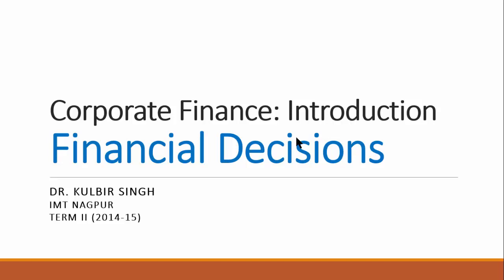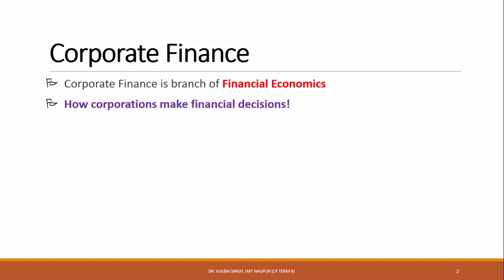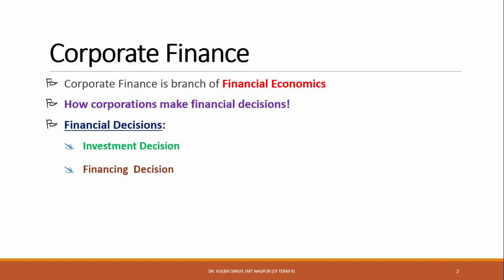In this video, we will deal with financial decisions made by financial managers in an organization. Corporate finance is a branch of financial economics. Corporate finance deals with how corporations make financial decisions. Financial decisions are of three types: investment decision, financing decision, and dividend decision.